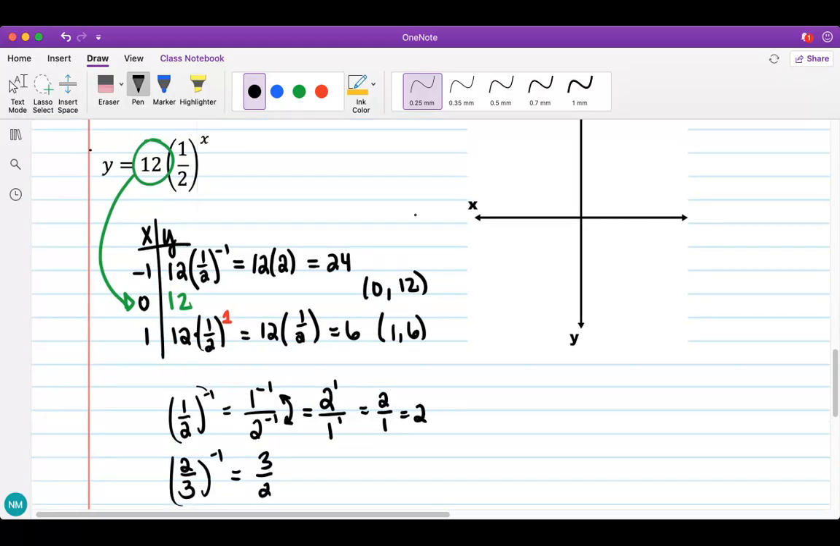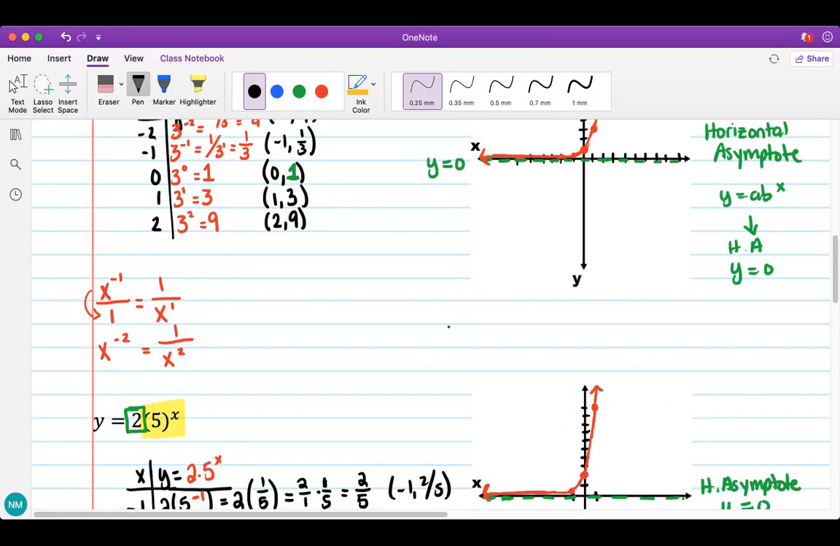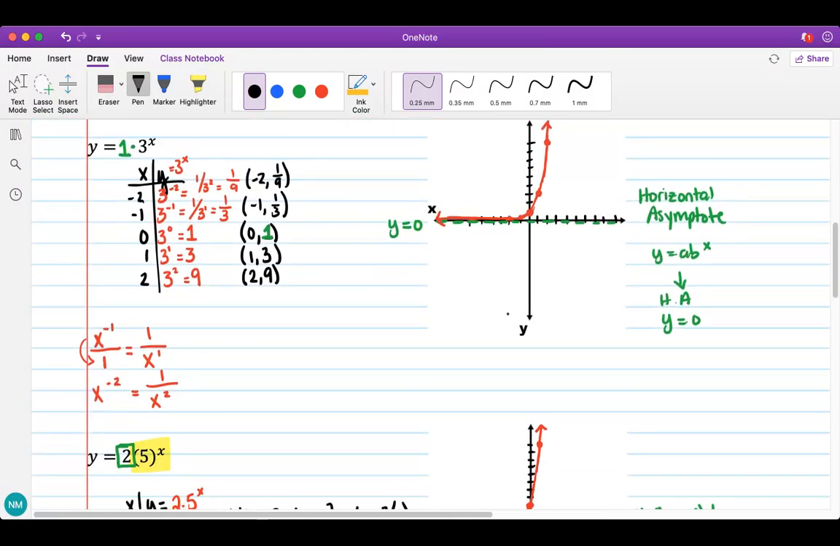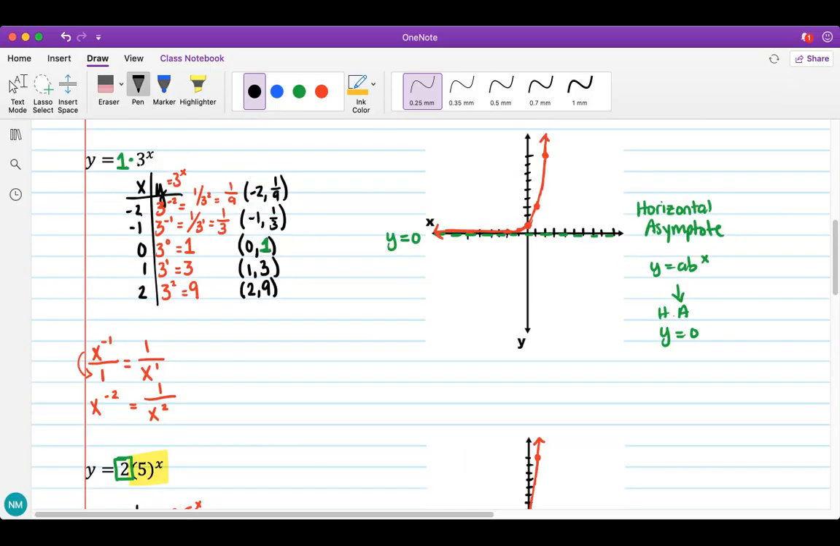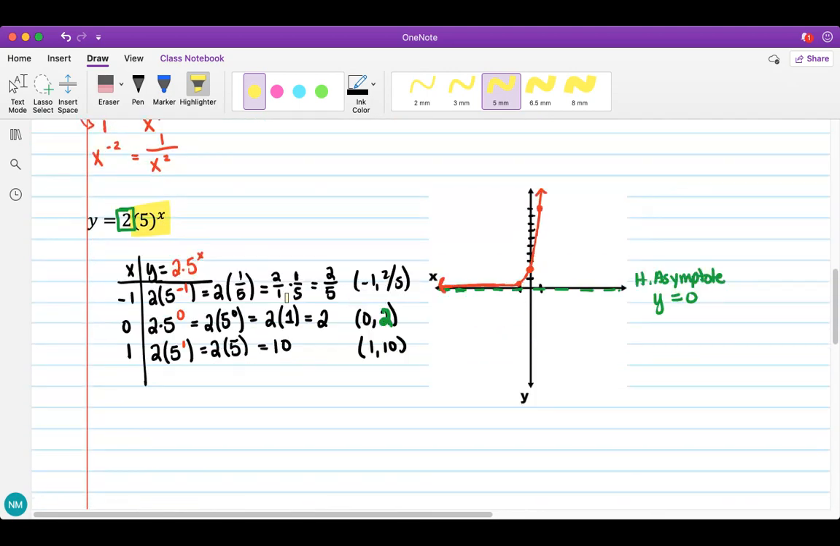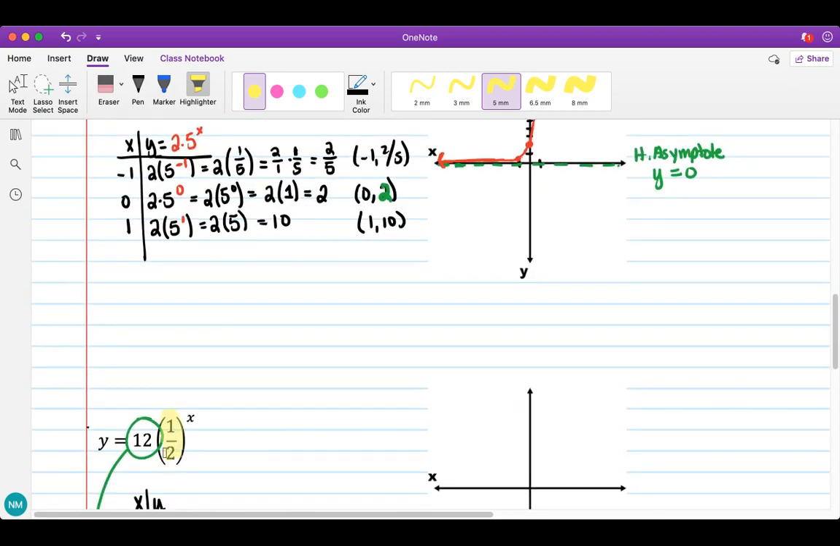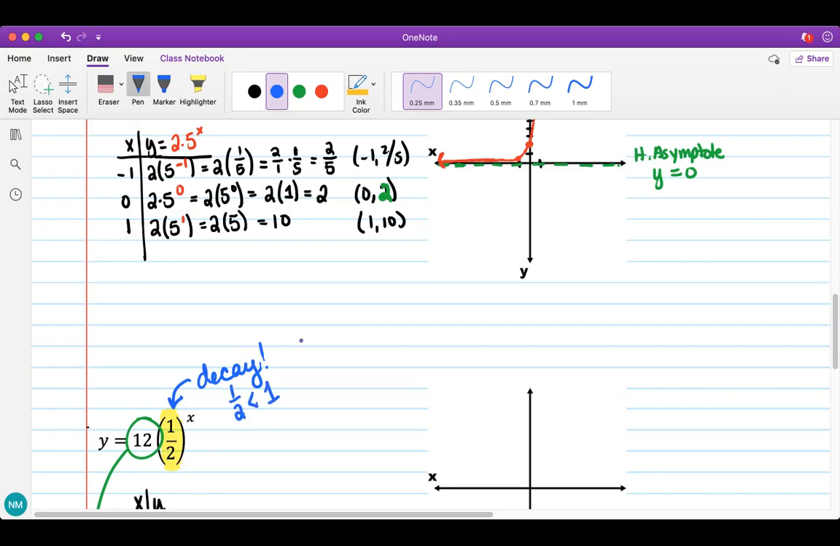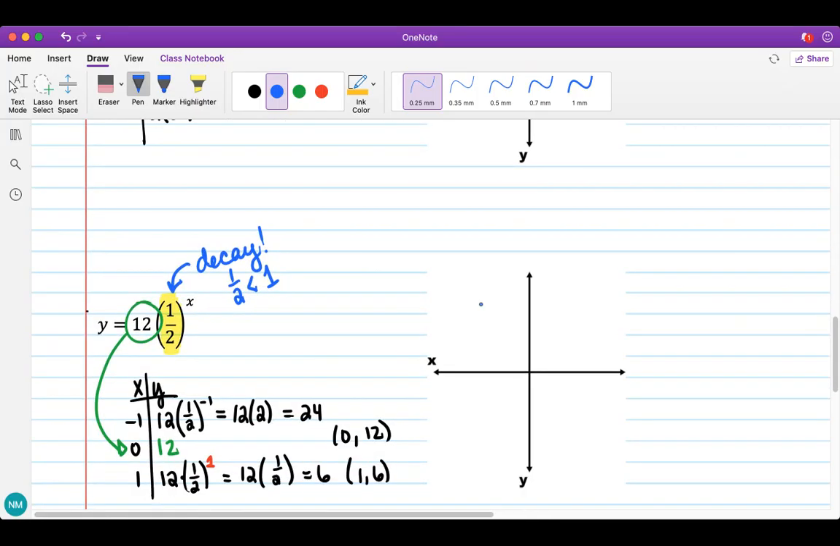Now, how do I know from these two problems that they were going to be growth? Immediately, I know they're going to be growth, as I explained in the last video, that this 3 right here is greater than 1. This 5 right here is greater than 1. What is this one going to be? It is going to be decay. Immediately, I know that this is going to be decay because 1/2 is less than 1. So because of that, it needs to look like this. Instead of the other ones that look like this, this one needs to look like a plane landing, not a plane taking off.